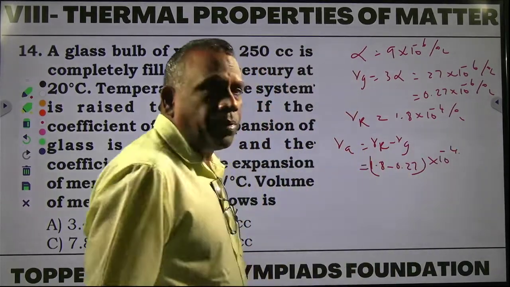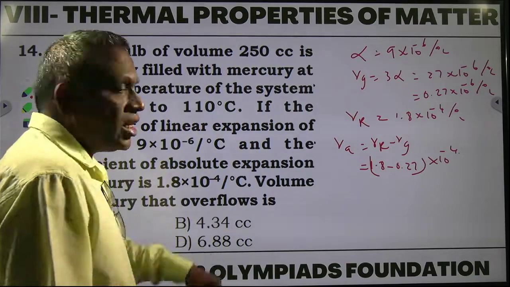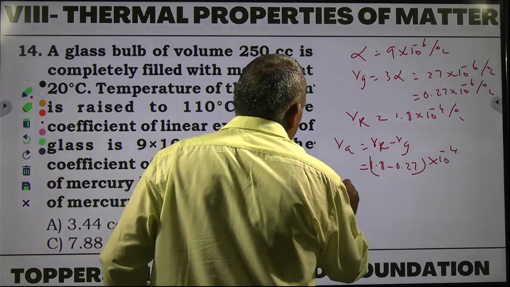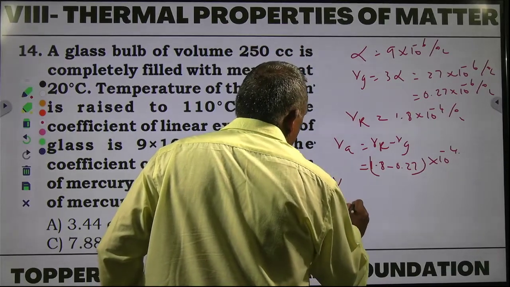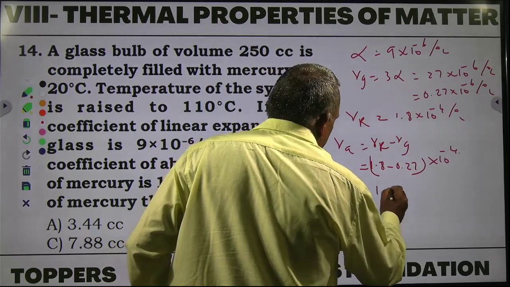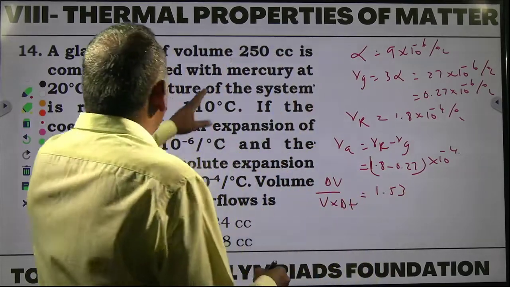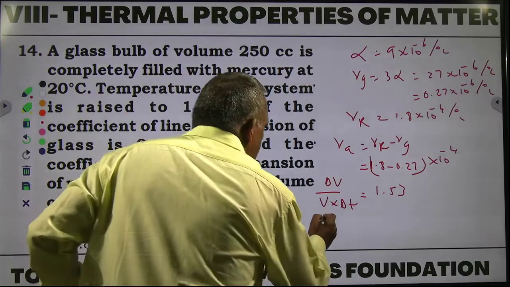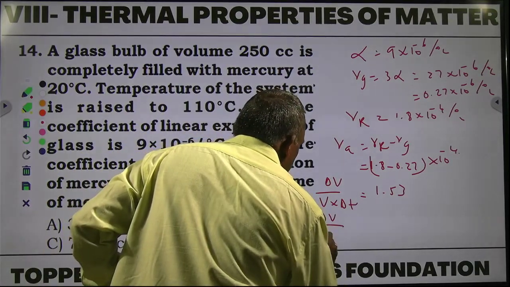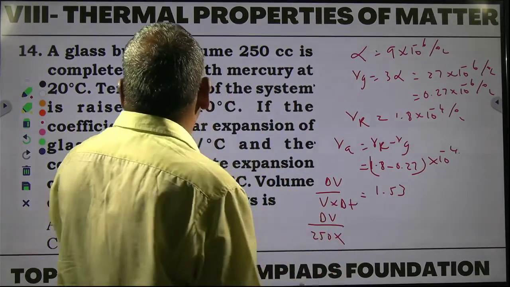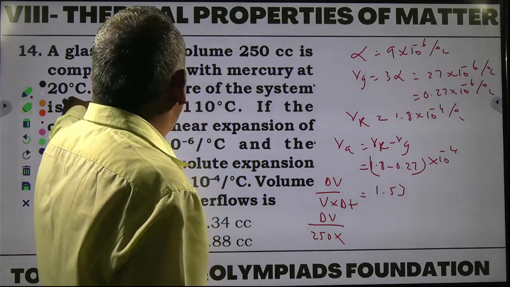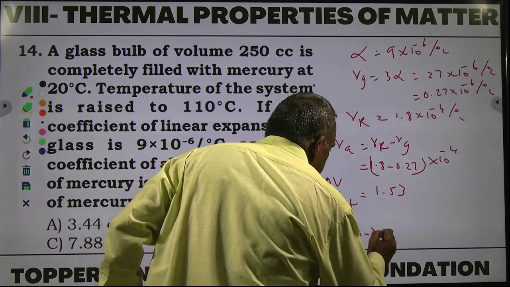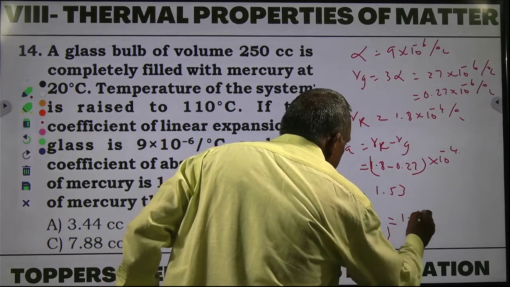Once you got the apparent expansion, you can find the delta V. That is similar to the previous problem. Delta V upon V into delta T. So now here 1.53 you are going to get. The volume which is given is 250 cc, so 250 cc should be multiplied here. So delta V upon 250 into change in temperature. The change in temperature is, initially 20 degrees, then 110 degrees, so 110 minus 20.